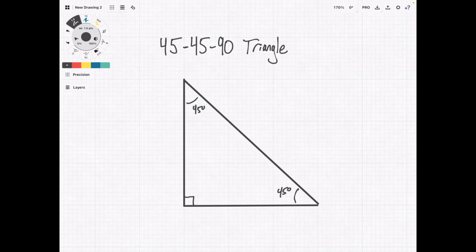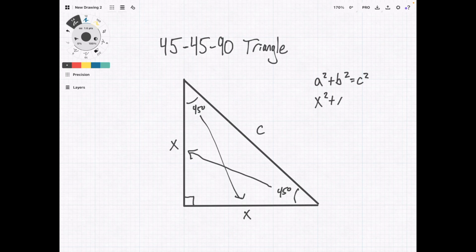When this is the case, the sides across from the 45-degree angles are both going to be the same thing, in our case x, and then we'll have to figure out what the hypotenuse is. So we can use the Pythagorean theorem to do that. In our case, a and b are both equal to x, so we'll have x squared plus x squared equals c squared. 2x squared equals c squared, and we'll take the square root of each side. c is going to be equal to x square root of 2. So let's actually replace that here.